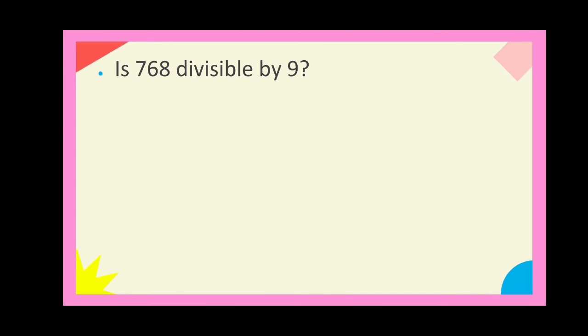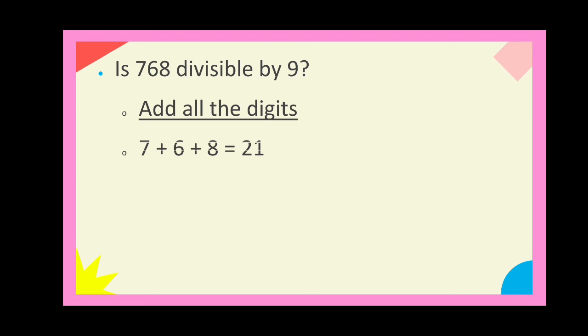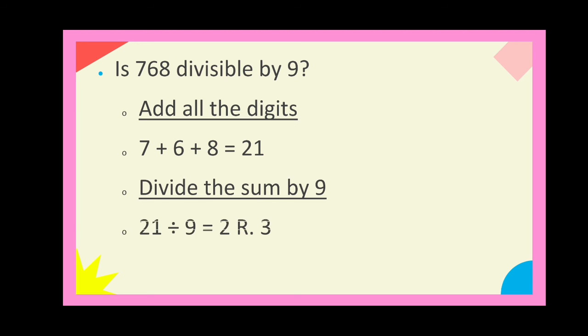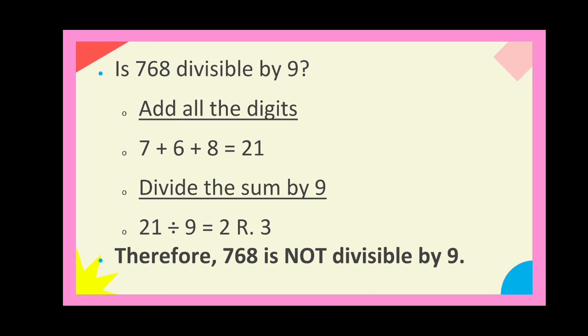Next example, is 768 divisible by 9? Now let's add all the digits. We have 7 plus 6 plus 8 equals 21. Divide the sum by 9. 21 divided by 9 is 2, remainder 3. So may remainder tayo. That means 21 is not divisible by 9. Therefore, 768 is not divisible by 9.